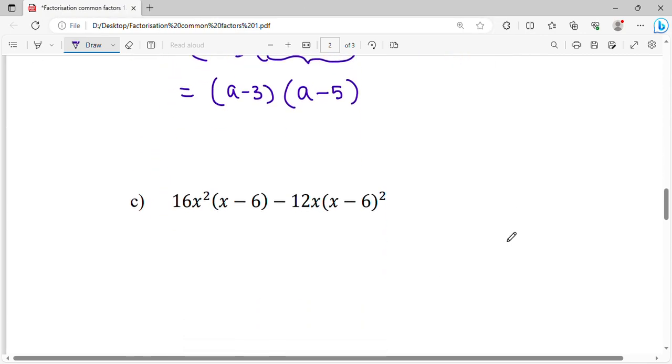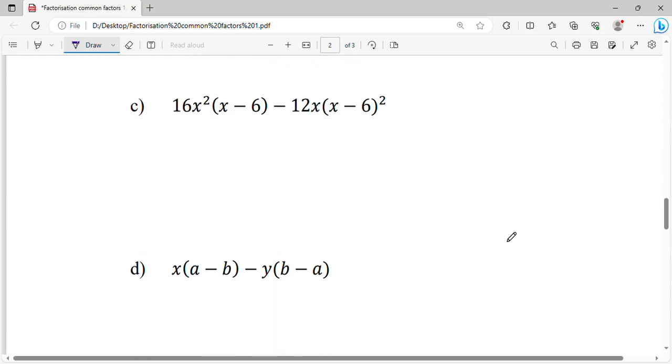So here you see slowly what's happening. Yes. So what's the common factor between 16 and 12? The highest common factor is 4. Between x squared and x, it is x. (x minus 6) and (x minus 6) squared is (x minus 6). Alright. So here 4 times 4 gives you 16. Yes, x times x. Of course, (x minus 6) is taken out. Minus 4 times what is this? 3. x and x minus, so I'll have (x minus 6).